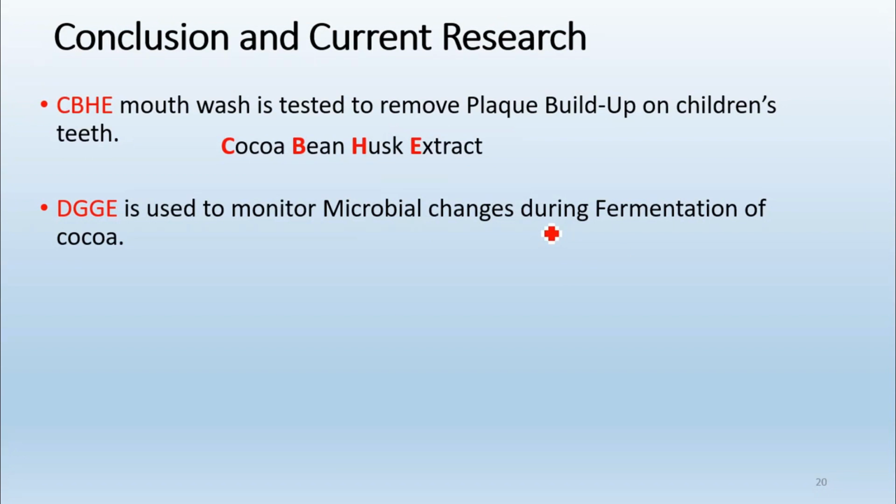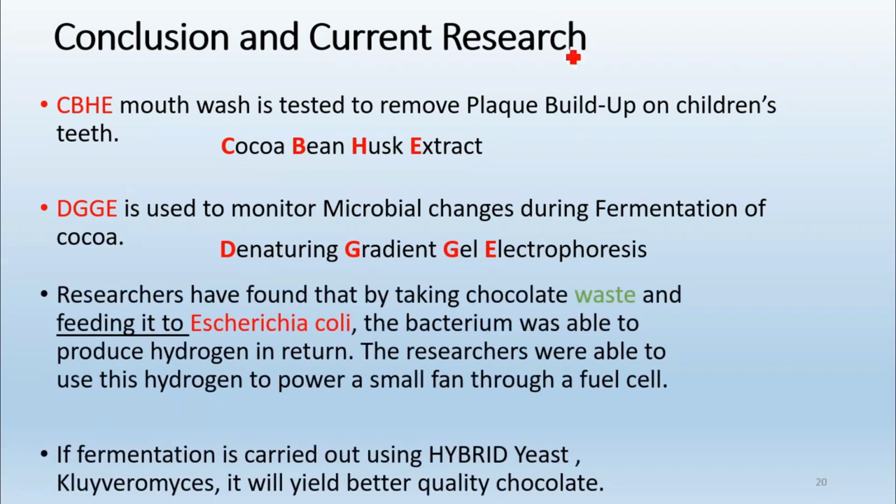Now there is this next technique which is DGGE. This is actually a gel electrophoresis technique. The full form is denaturing gradient gel electrophoresis. It is used to judge the microbial changes that take place while fermentation is going on in cocoa beans. Now the next one is quite interesting.